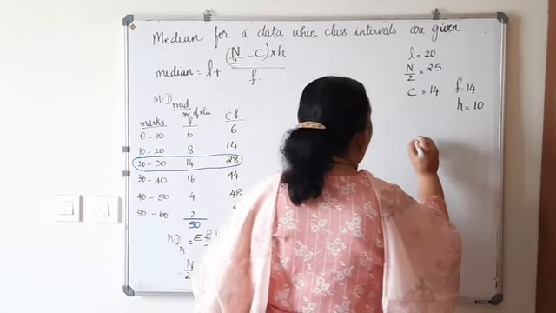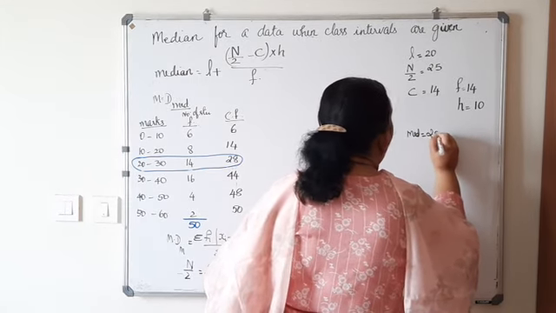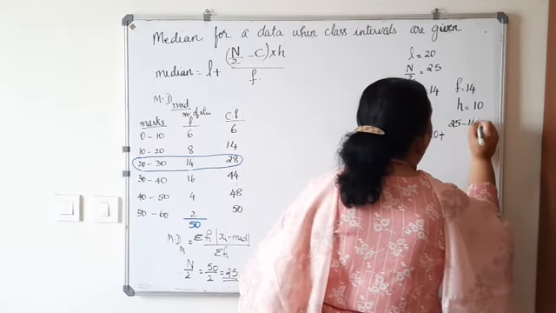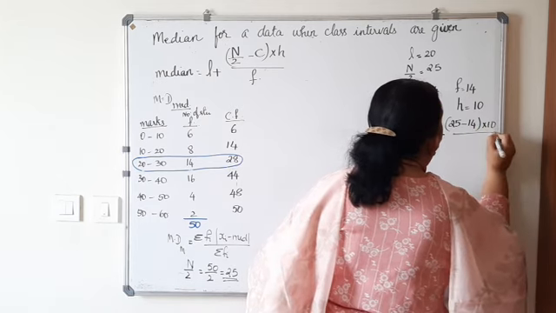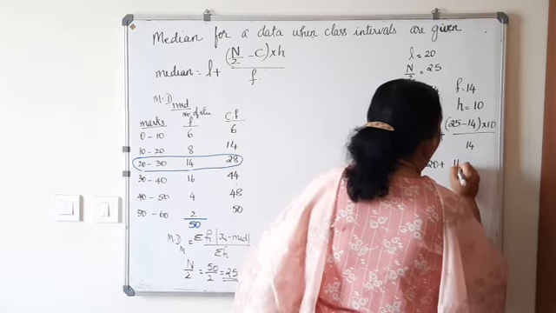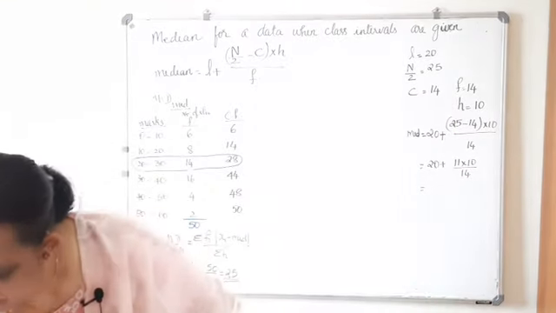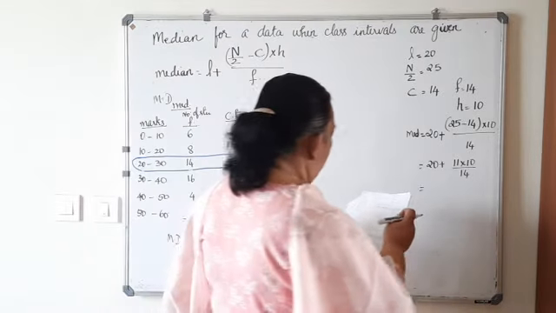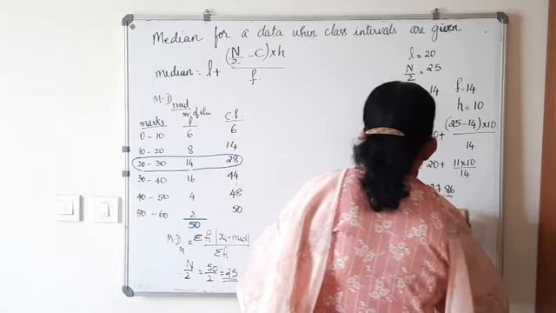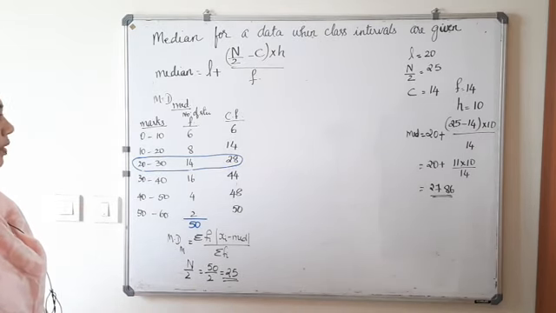So, what is median equal to? Median is equal to 20 plus (N by 2 minus C), that is 25 minus 14, into 10 divided by 14, which is equal to 20 plus 11 into 10 divided by 14, which is equal to 27.86. So this is our median, 27.86.